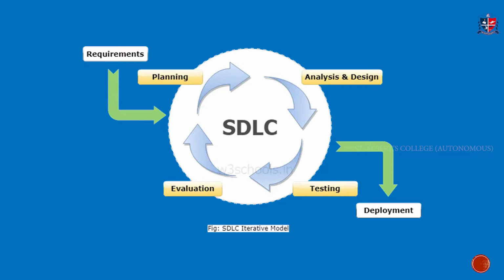The first phase is the planning phase. In the planning phase, it will collect the requirements, and the next phase is analysis and design. After that analysis and design, that means we must design the specific logical structure of the model, and after that the testing phase is the next phase, and the last phase is evaluation. So, this must be continuously processing. So, the SDLC iterative model is an iterative process.